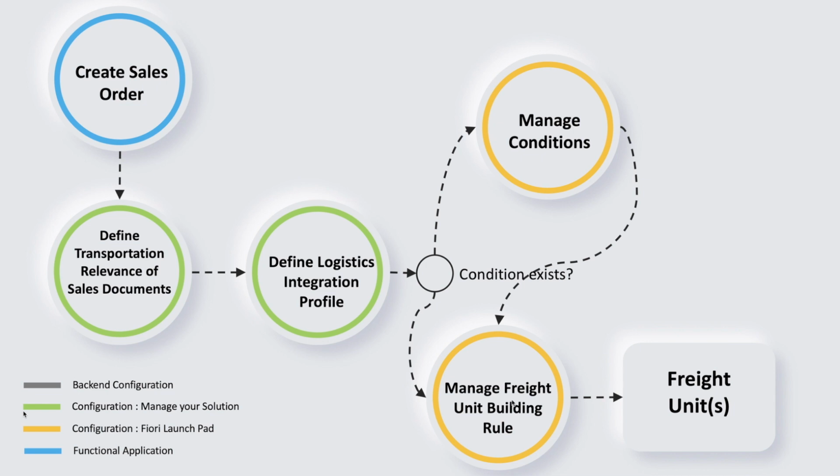Of course, if this does not apply to you, meaning that you still have only one freight unit building rule that applies to you, then you can leverage the same features that you had in the 21.08 release. You do not need to change anything. So now that we've explained the theory, let's have a quick look into the system, how this all hangs together.